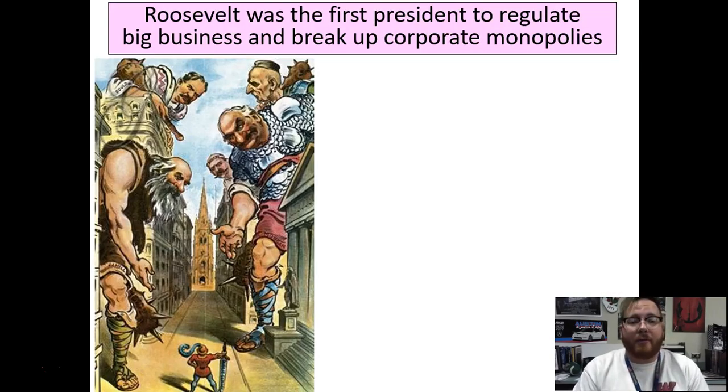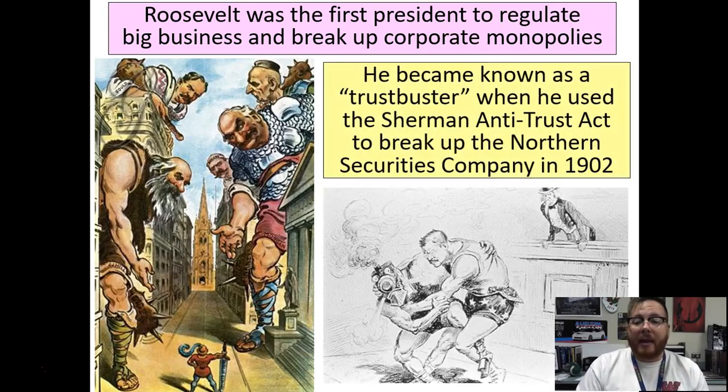Then comes Teddy Roosevelt. Roosevelt was the first president to regulate big business and break up corporate monopolies. He became known as a trust buster because he used the Sherman Antitrust Act to break up the Northern Securities Company in 1902. This is a picture, it's a comic, that shows Teddy Roosevelt wrestling with a man with a train car for a head, symbolizing, of course, his busting up of the railroad industry, in the court, while Uncle Sam, the representative of the United States, watches.